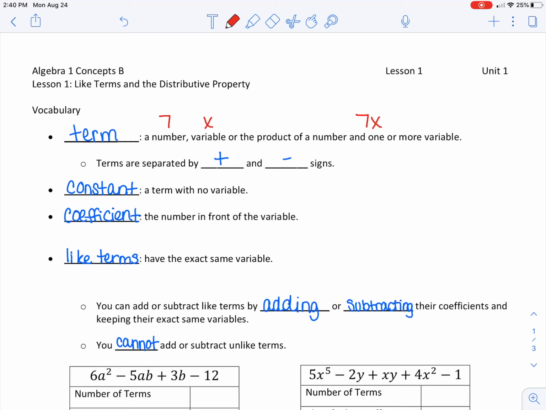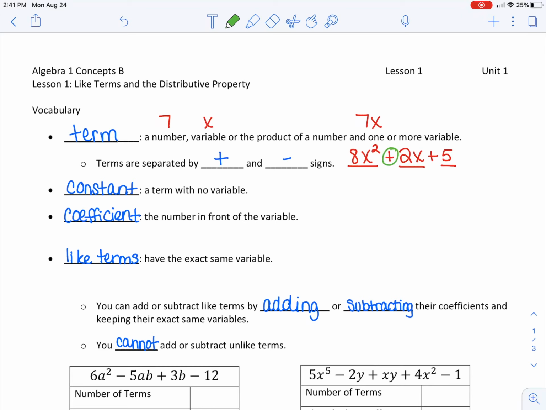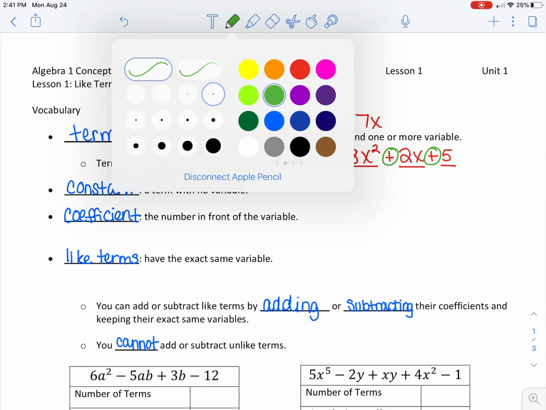So what that could mean is I could say, let's say 8x squared plus 2x plus 5. Okay, now if I said that, this is a term, this is a term, and this is a term, and they're all separated by, in this case, plus signs, but it could be a plus or a minus sign.